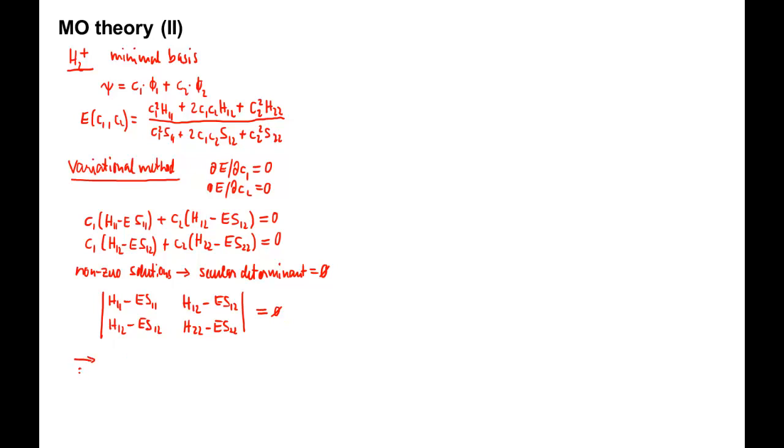Written out, this gives (H11 minus E S11) times (H22 minus E S22) minus (H12 minus E S12) squared equals 0. This is a quadratic equation for the energy, which can be solved easily. Once we have the energy E, we can go back into the linear system and solve for the coefficients C1 and C2. Let's look at the simplest case where the two nuclei are identical.